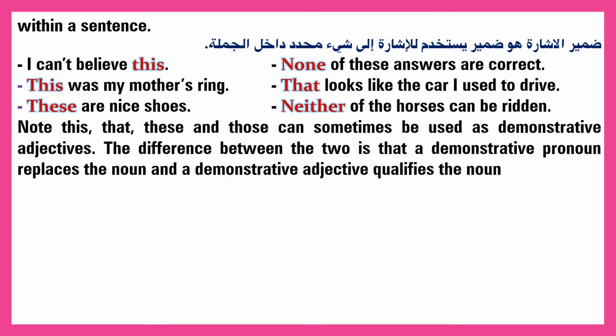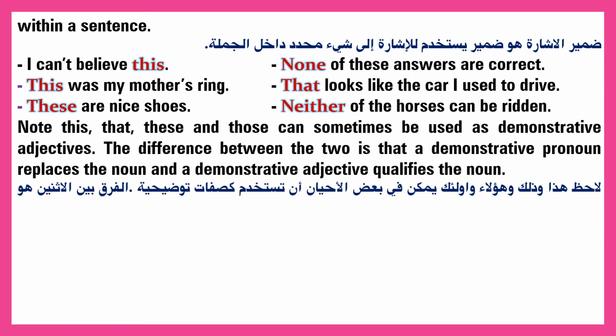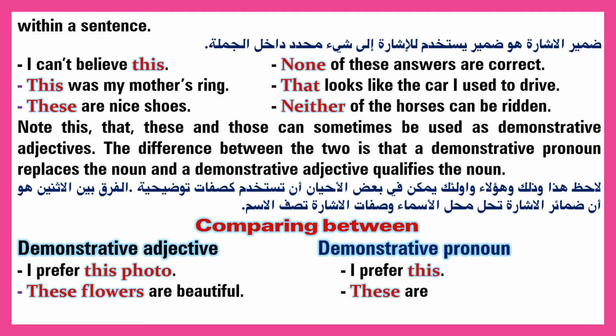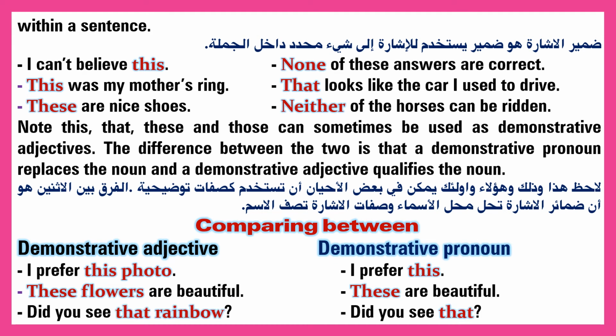Note: this, that, these and those can sometimes be used as demonstrative adjectives. The difference between the two is that a demonstrative pronoun replaces the noun and a demonstrative adjective qualifies the noun. Comparing demonstrative adjective and demonstrative pronoun.